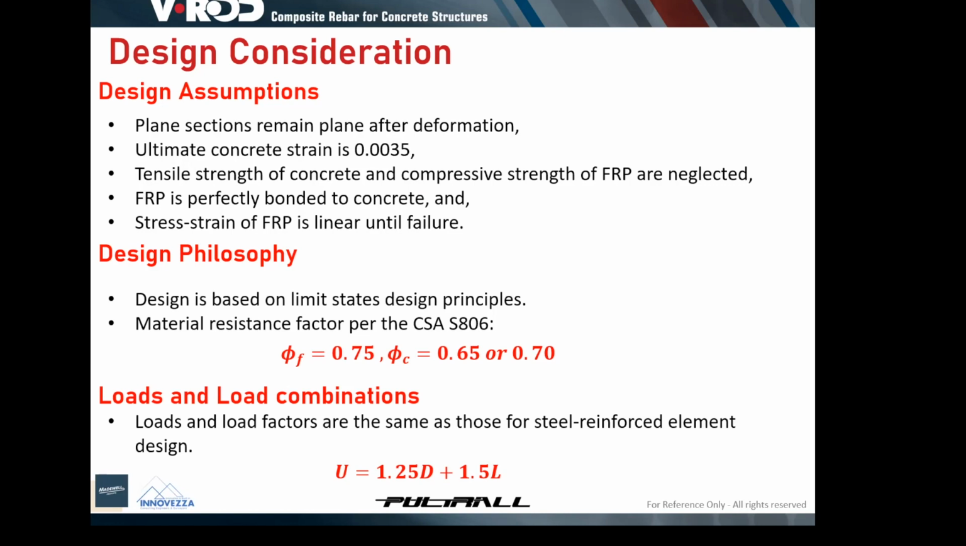Load combinations, again, all the codes specify that the loads and load combinations are the same as for steel reinforced elements. For example, from the Canadian code, we have a load combination at the ultimate limit state of 1.25 the dead load plus 1.5 the live load. So here we have the same calculation for the loads, for the load combinations, for the stresses, for bending moment, for shear force. And after calculating all of these, the designer can decide if they want to use GFRP reinforcement or steel reinforcement.